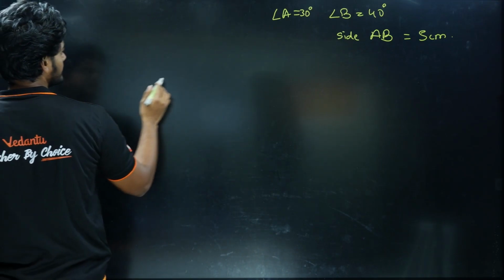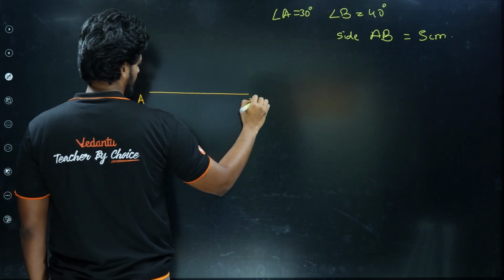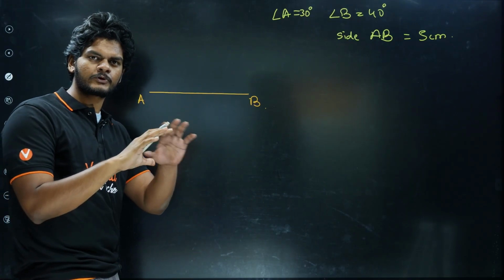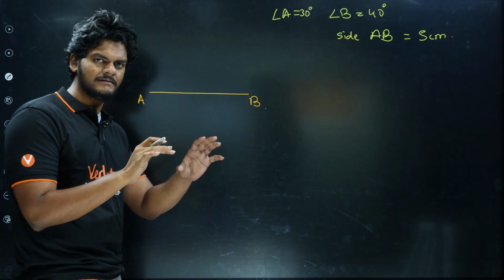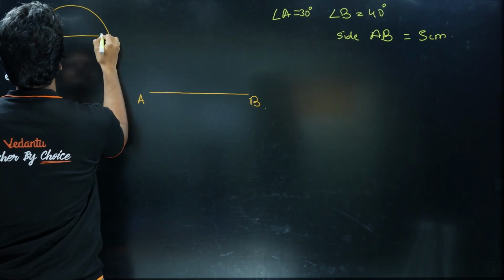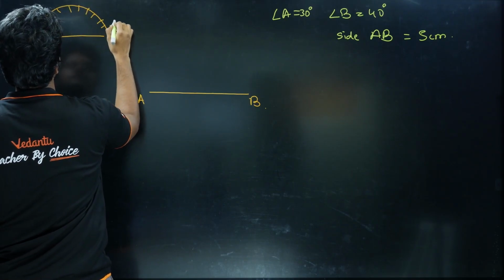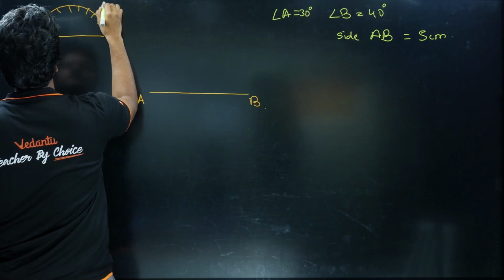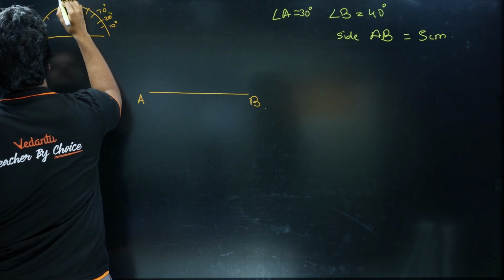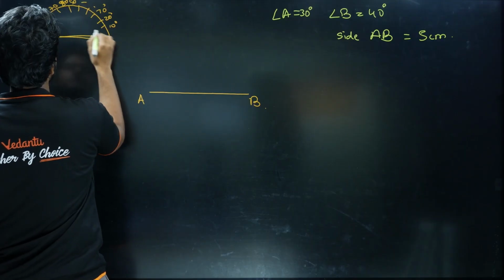So let me start with the base AB. This is AB. And in the geometry box you also have a protractor which measures the angle, right? So you put it here. The protractor is a semicircle where the measurement of angle is given, right? 10 degrees, 20 degrees, 30 degrees, like this. Here will be 90 degrees, and then again here 80 degrees, 70 degrees.